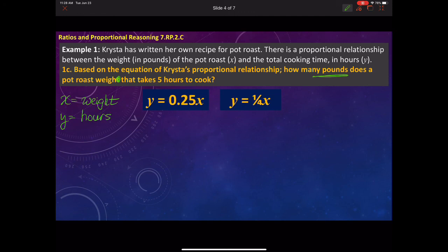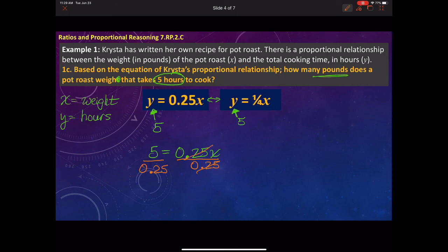So this time we have 5 hours. We're looking for 5 hours. So where are we going to put 5 hours? We're going to put 5 in for y. Both of these equations are equivalent, they're equal. So we're going to put 5 in there and solve it. So we got 5 equals 0.25x. Now that's more like a traditional equation that you have to solve. So how would you solve that equation? Well, you would take the coefficient that's next to x, and we're going to divide both sides by 0.25.